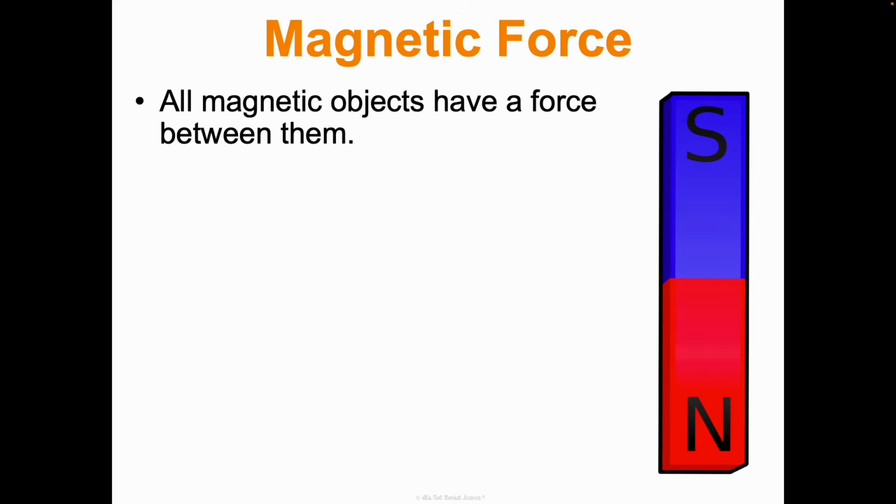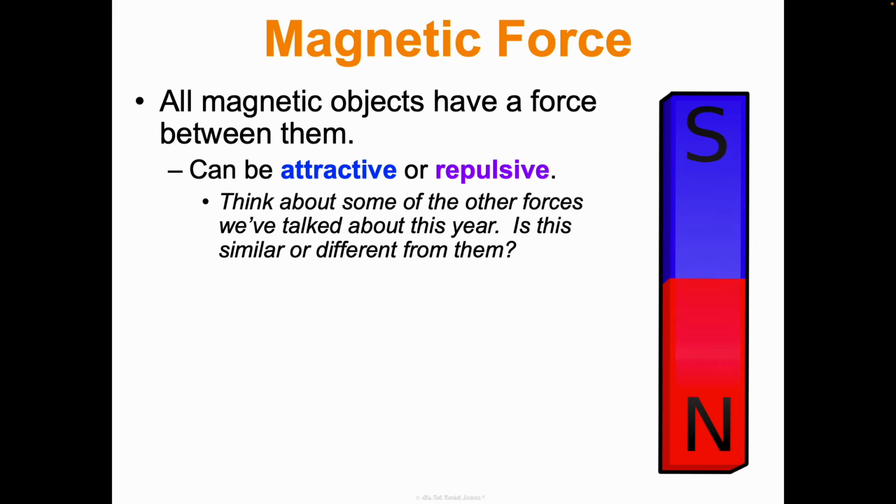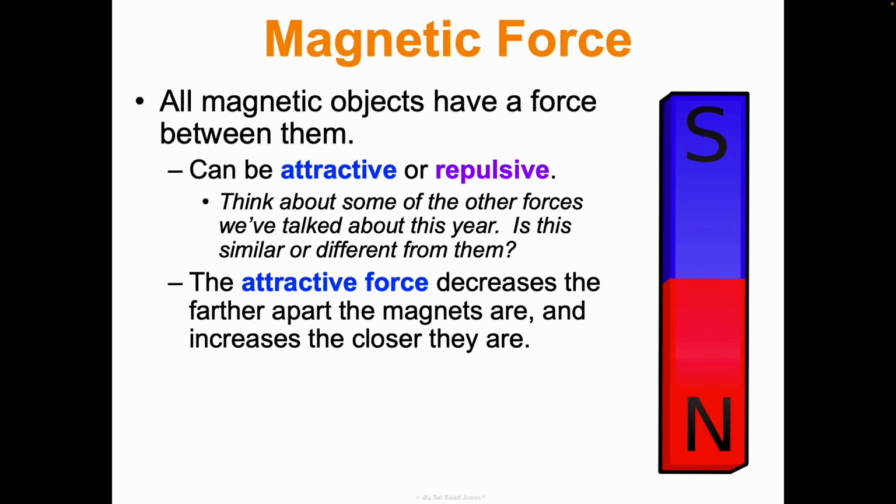Okay, so all magnetic objects will have a force between them, and that force will be attractive or repulsive, just like we saw with electric force. Different from gravitational though, because gravitational is only attractive, but magnetic and electrical can be attractive or repulsive. Now, the attractive force decreases the further apart the magnets are, and it increases the closer together they are. And we see this too with gravity. Remember the factors that affect gravity. The farther apart magnetic and gravitational objects are, the less force they'll be able to apply to each other. Okay, so those are some other similarities there.